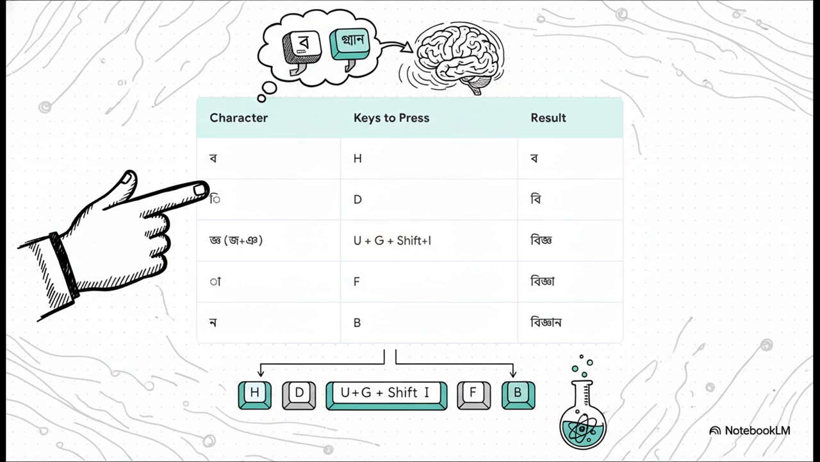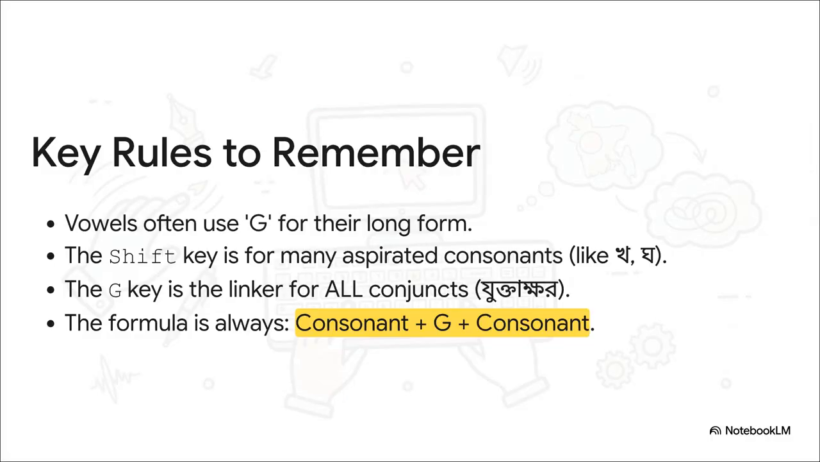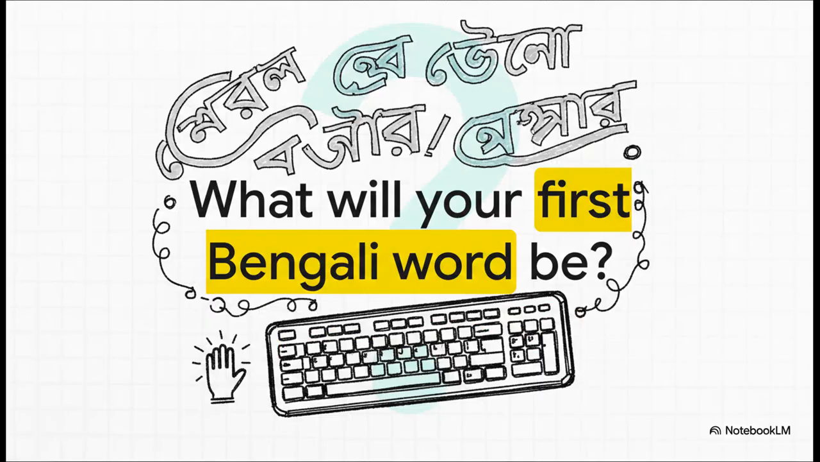See? You just did it. So to quickly summarize everything we've just learned, remember that G helps create long vowels. Shift is your key for most of those aspirated consonants, and most importantly, the G key is the universal linker for all conjuncts, using that simple formula, consonant plus G plus consonant. You now have all the fundamental rules to type anything you want in Bengali using the Bijoy keyboard. The patterns are there, the logic is simple, and the power is right at your fingertips. So the only question left is, what are you going to write first?